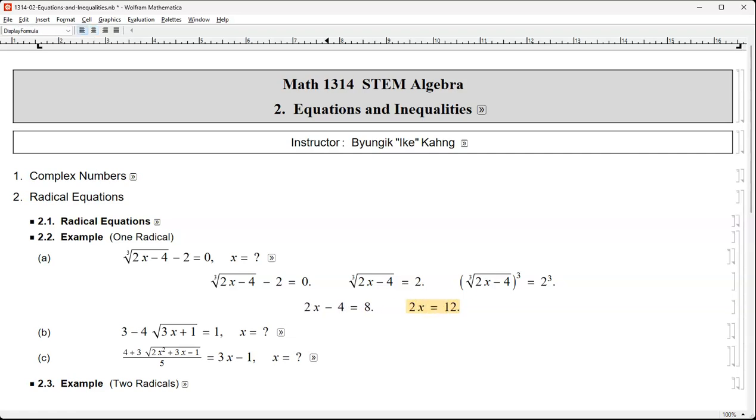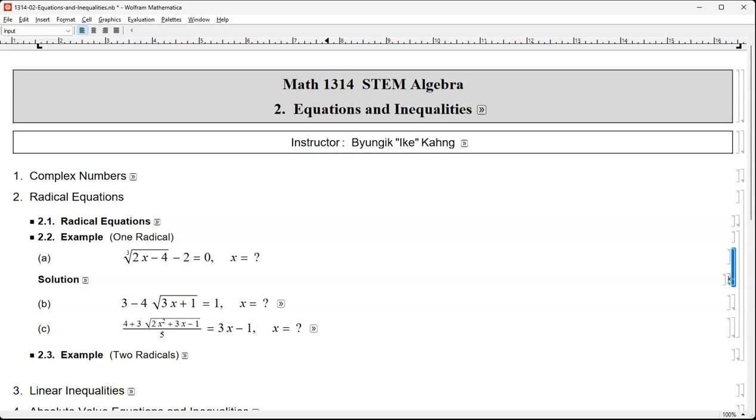2x equals 12. x is 6, and I claim this is my solution. And do not just abandon here, put it back into the original equation and check, is this legitimate? I'll leave the detail to you.